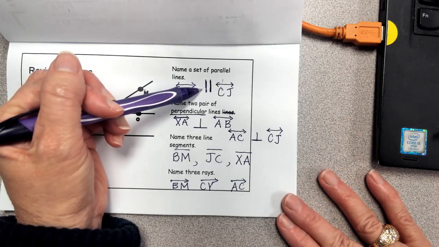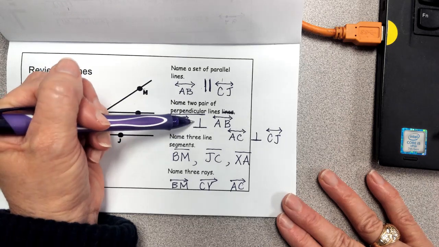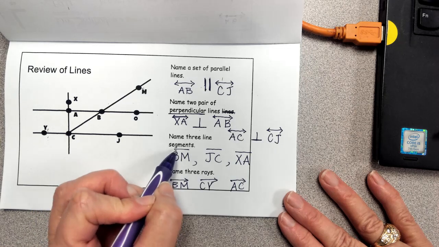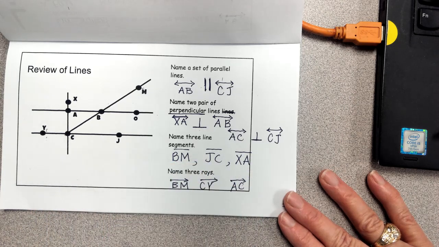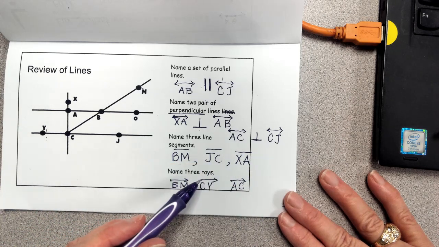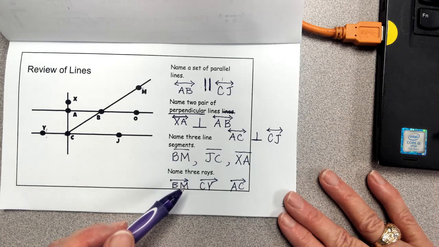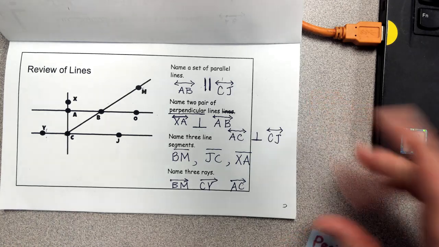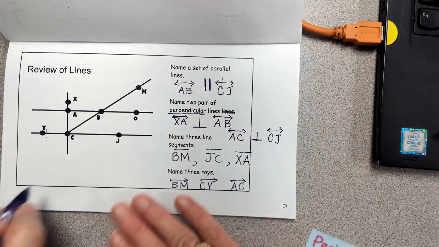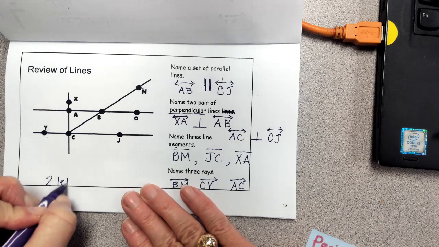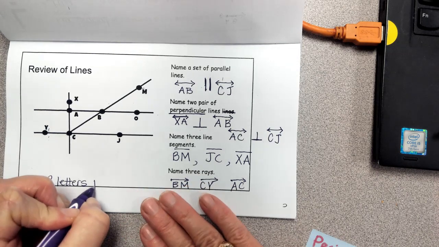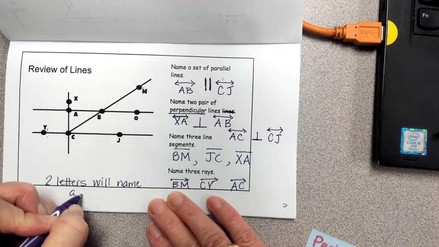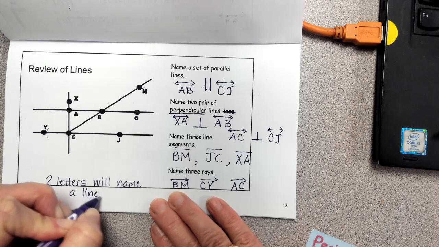So again, this is your parallel symbol. This is your perpendicular symbol, that upside down T. Naming line segments would just be your line above your letters. And then three rays would be that arrow in one direction. One more thing that you want to remember is that when we name lines, we only need two letters. So we can jot that down. Two letters will name a line. Okay?